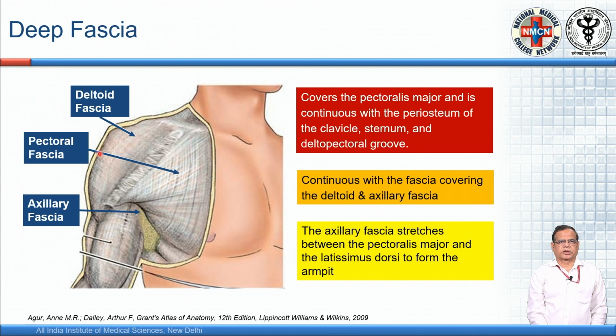Deep to the superficial fascia is the deep fascia. The deep fascia in the pectoral region covers the pectoralis major and it is continuous with the periosteum of the clavicle and the deltopectoral groove. Beyond that, it is continuous with the fascia covering the deltoid muscle. The axillary fascia stretches between the pectoralis major and the latissimus dorsi muscle, that is a part of the deep fascia also, and it forms the base of the axilla.